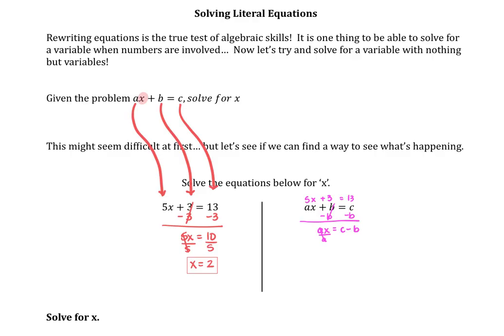Now, you can do this to each individual variable, which would then give me x must be c divided by a minus b divided by a. And I can't actually do that, so I can leave it just like that. Or you can actually do it over the entire c minus b. And you can write it like this: c minus b all over a. Both of those are mathematically correct.